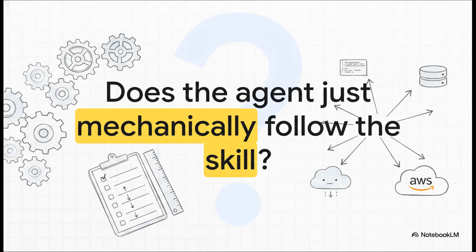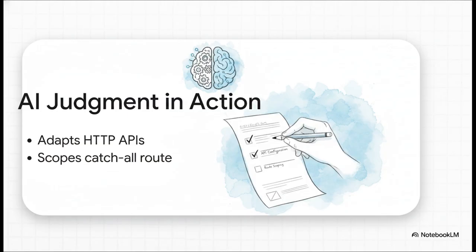Does the agent just mechanically read the skill and blindly follow it like a rigid script? Like, what happens if our prompt asks for something slightly different than what the runbook expects? The answer is no, it doesn't just act like a robot following a script. And this is where it gets really cool. The toolkit provides the guardrails, but the agent still brings its own judgment to the table.